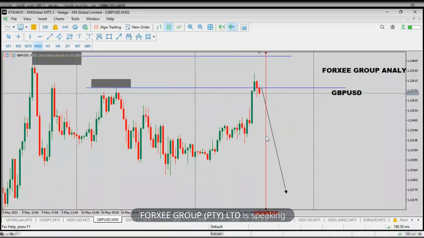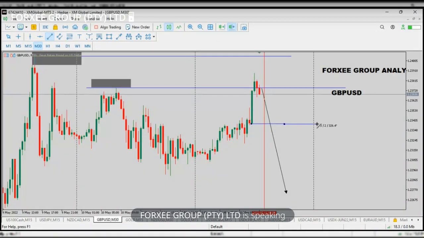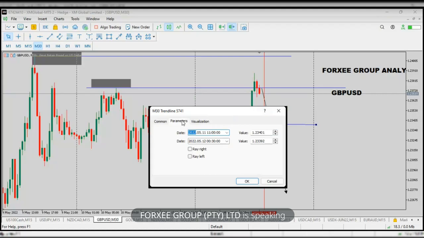What time? 1 o'clock. It's around 12 now, so you're waiting for 1 o'clock. What is it that I want to see? Before 1, the price of this market should go lower than this candlestick. I want to see it go lower, up to here. That is what I'm waiting for. That is what I want to see today.